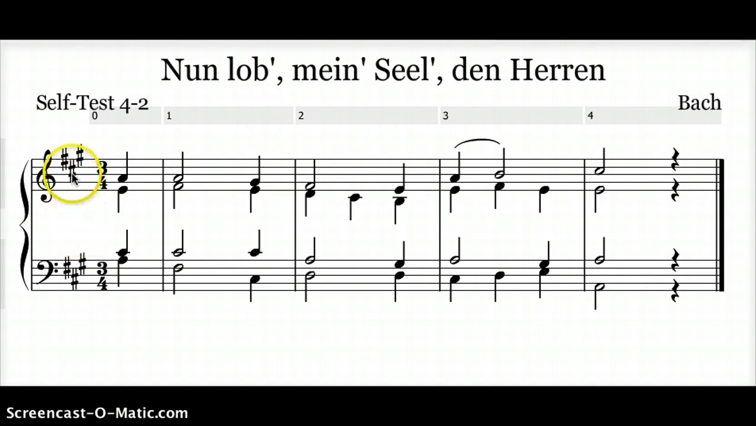Now, looking at our key signature, we know that with 3 sharps, the major key would be A major. You also have to keep in mind what the minor key would be with 3 sharps, and by doing that, you find the relative minor, which is 3 half steps down. So it could either be A major or F sharp minor.